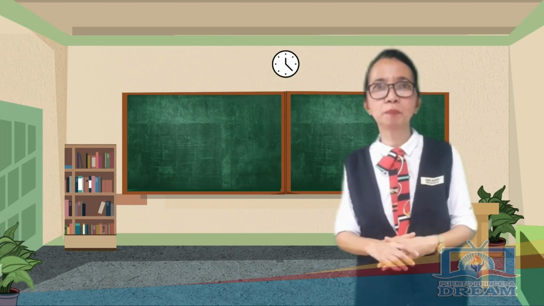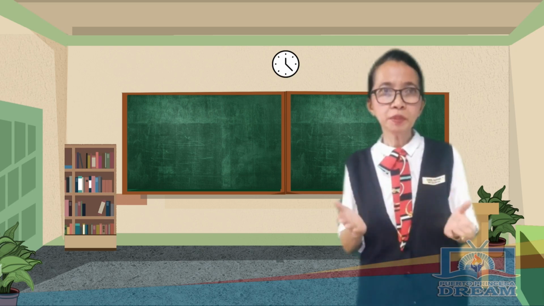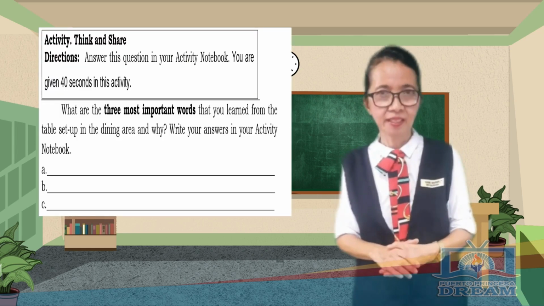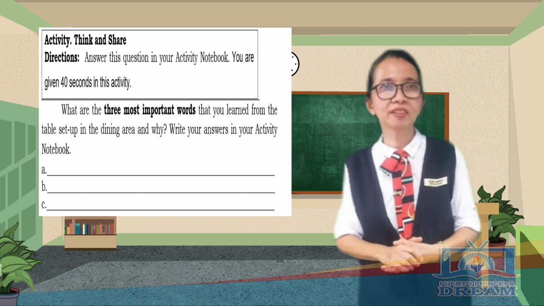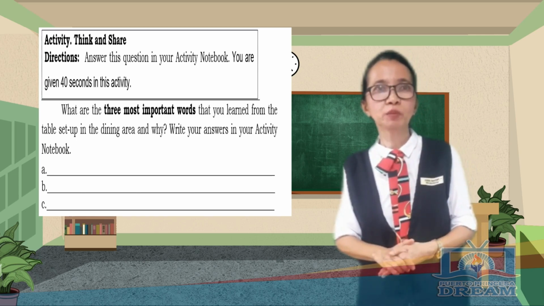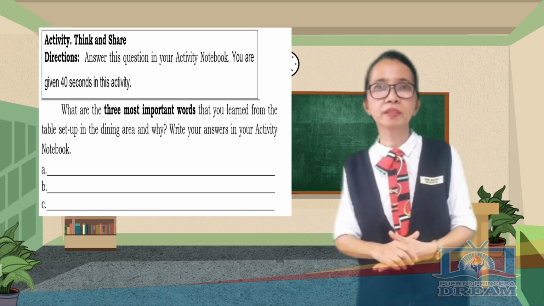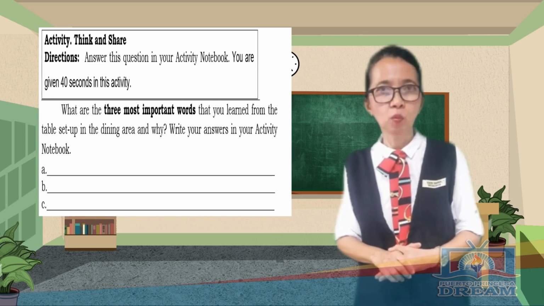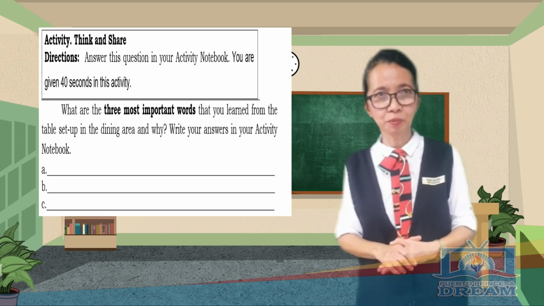We are now done explaining all the information that you need to know. Let us proceed in synthesizing our lesson. Activity. Think and share. Directions. Answer the question below. What are the 3 most important words that you learned from the table setup in the dining area and why? Write your answers in your activity notebook.